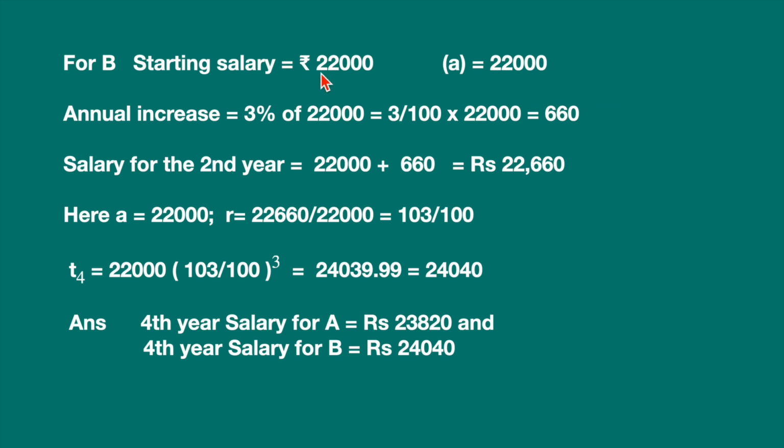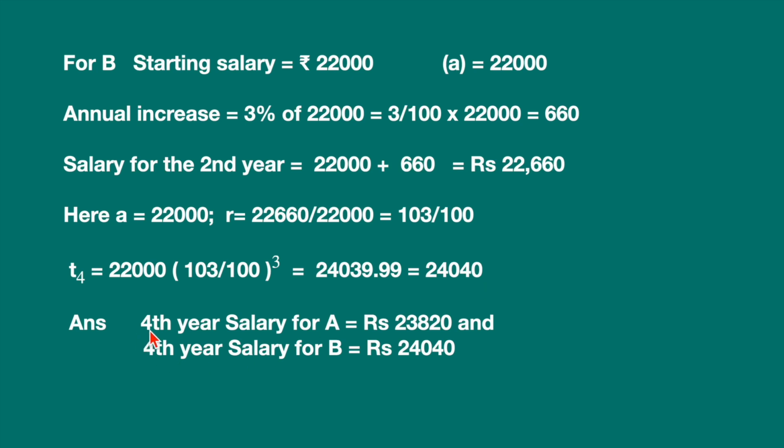In case of B, what happens? The starting salary is 22,000. Okay, A is 22,000. Annual increase is 3% of 22,000. So 3 upon 100 into 22,000 is 660. This is the increase he'll get every year. So the salary for second year will be this plus this. So here A is 22,000. R is this, divide by 22,000. You get 103 upon 100. Now for the fourth year, substitute, evaluate, you get 24,040.